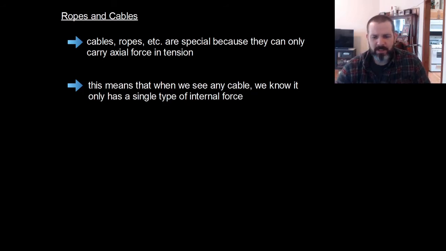What this means is that when we see a cable or a rope, we know something about the internal force of a structure inherently. We know that in a rope or cable, we have axial tension for the rope or cable to be doing anything. Put it in compression, it carries no force and it contributes zero.